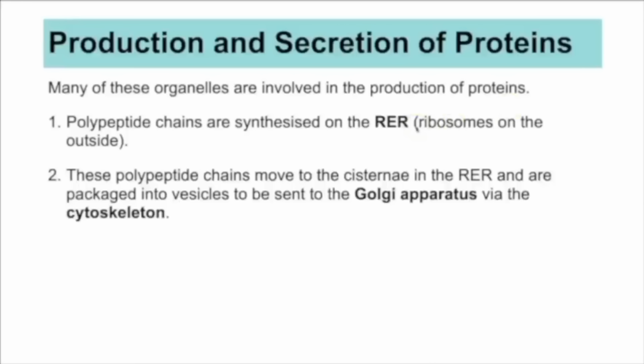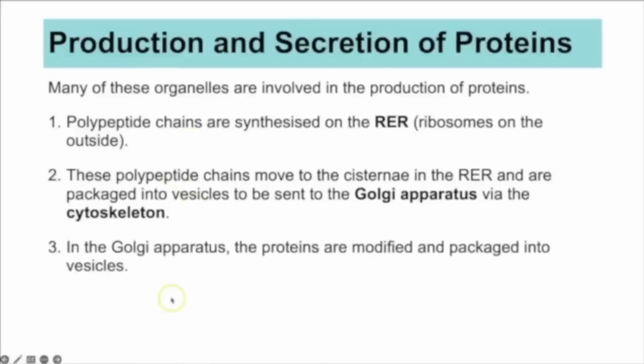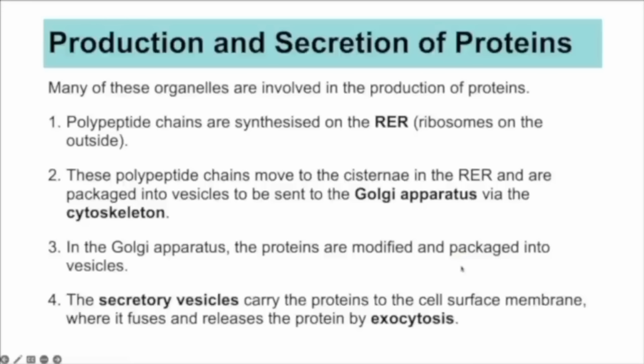Those polypeptide chains move to the cisternae in the RER, and they get folded and packaged into vesicles to be sent to the Golgi apparatus for further modification. Now they have to move through the cytoskeleton to get to that Golgi apparatus. Once they're inside the Golgi apparatus, the proteins are modified further and packaged into vesicles, and those secretory vesicles carry the proteins to the cell surface membrane. The vesicle then fuses and releases the protein by exocytosis.